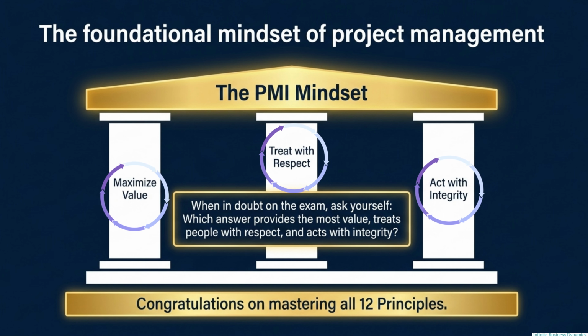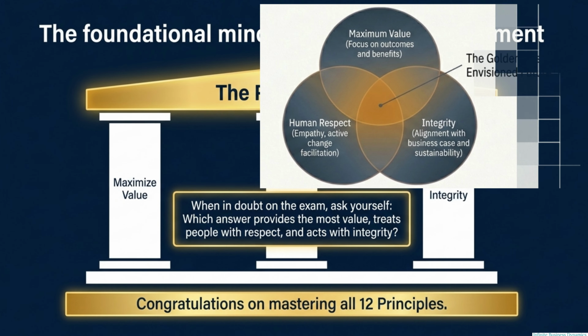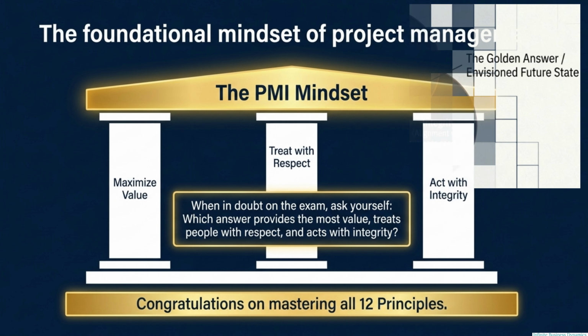Just think back through our whole series. Whether we were talking about building a high-performing team, optimizing for value, or navigating complexity, it all came back to this, didn't it? This mindset isn't just for Principle 12. It's like the invisible operating system running underneath all 12 principles. So here's the golden rule for you. When you're in doubt on an exam question, just ask yourself, which answer provides the most value, treats people with respect, and demonstrates integrity?